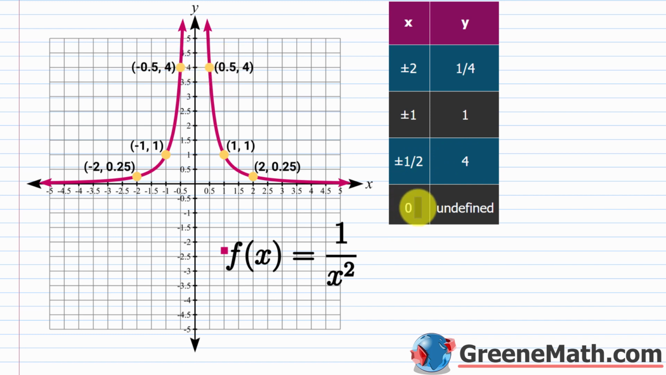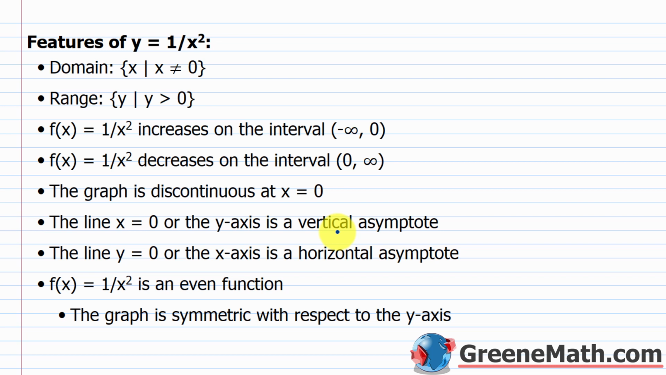Then again, at an x value of 0, you're going to have undefined, because if you had 1 over 0 squared, that's 1 over 0, that's undefined. So you'd still have a vertical asymptote at x equals 0, and you'd also have a horizontal asymptote at y equals 0. All right, let's talk about the features of y equals 1 over x squared.